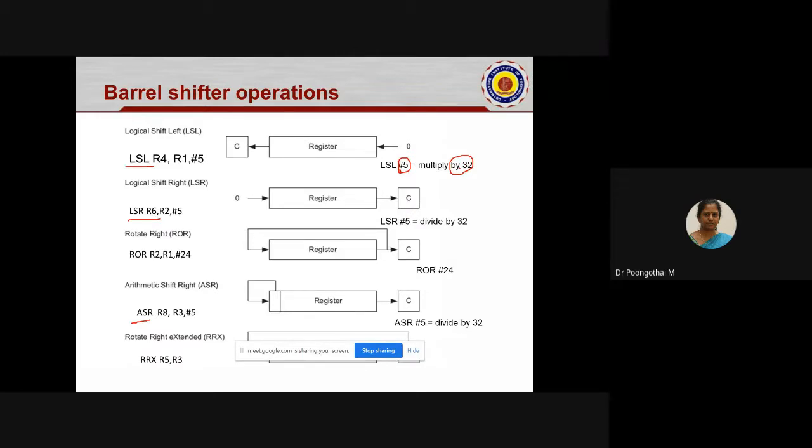Here the bits of the operand are shifted left by the specified number of bits, which means zeros are inserted into the rightmost end of the word, and the last bit is removed from the leftmost end and placed in carry. So that is the concept.